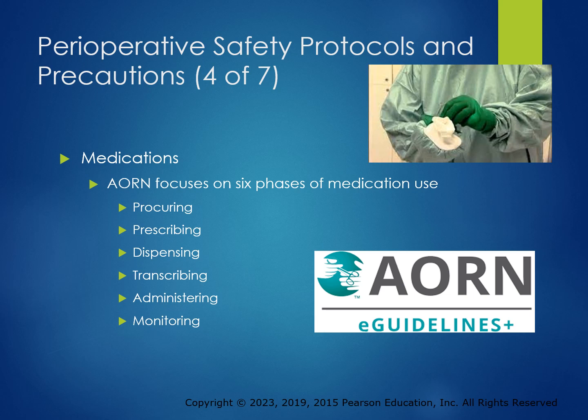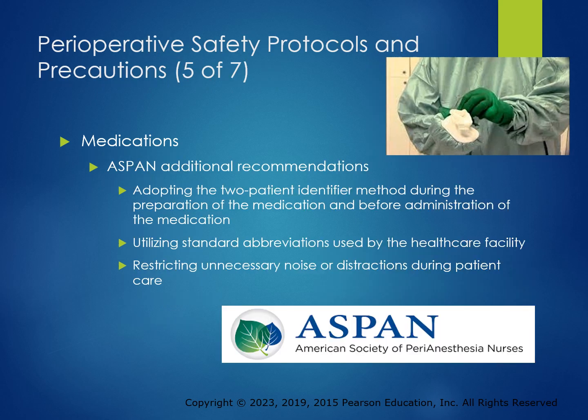patient identifiers. We, again, with medications, are getting the medicine, getting it from the pharmacy. Is it prescribed correctly? Did the pharmacy dispense it correctly? Was it administered correctly? And are we monitoring? Remember, when we give medicines, you are responsible for monitoring the effects of that medication and reporting any side effects or adverse effects. And again, ASPAN adopts the two patient identifier method. And be careful with abbreviations. Only use approved abbreviations from your facility.